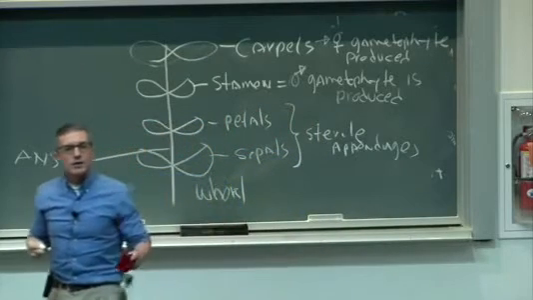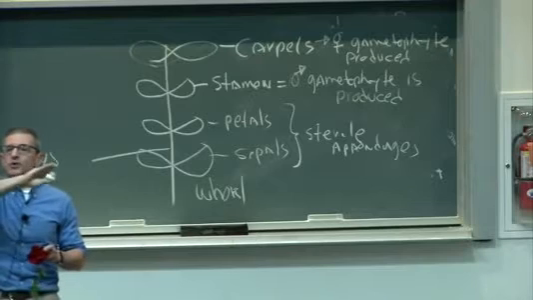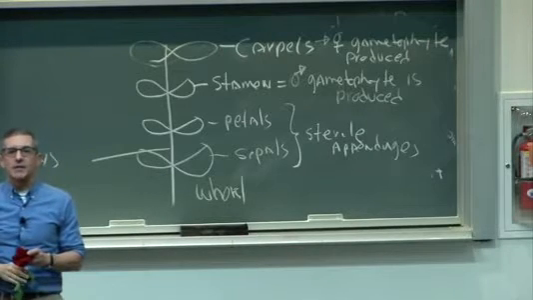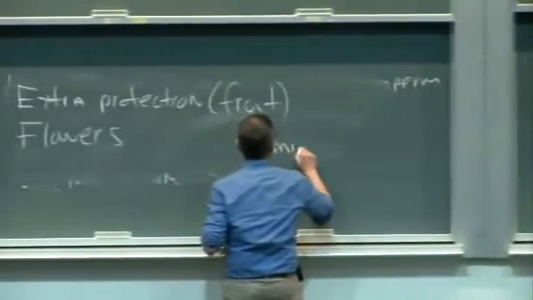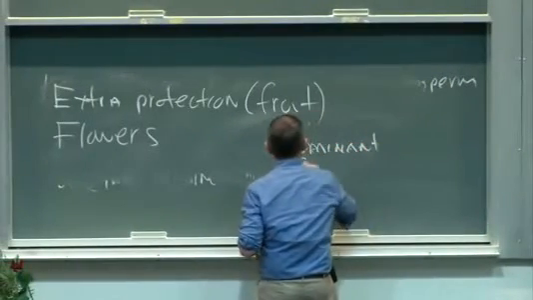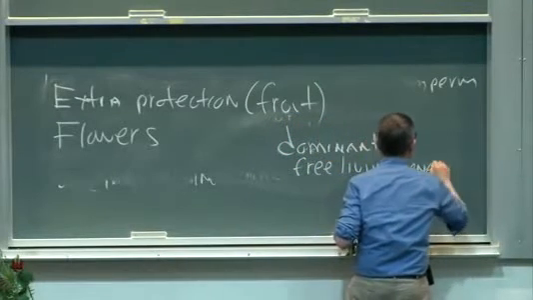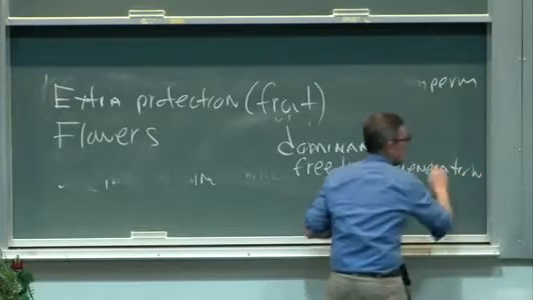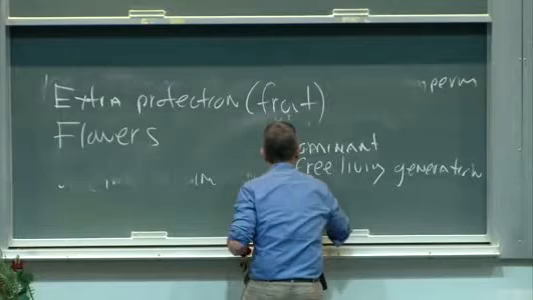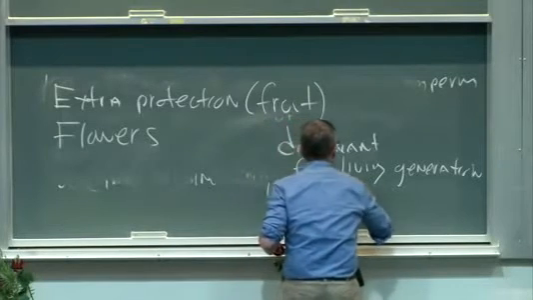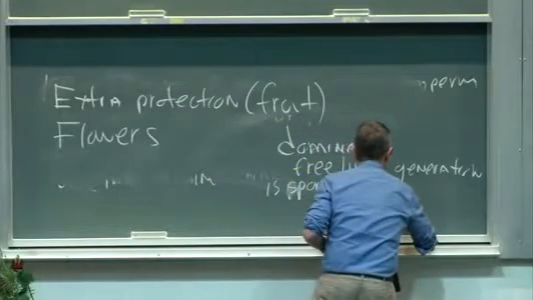So like the ferns and the gymnosperms, in the angiosperms, which are most of the plants that you see outside, the dominant generation, free living, that means they can make their own food, generation, is the sporophyte. So when you look outside, you're looking at the sporophyte, that is the 2N generation.